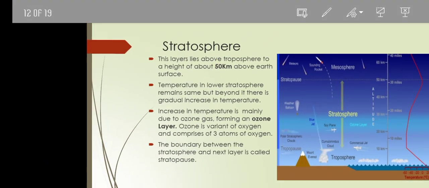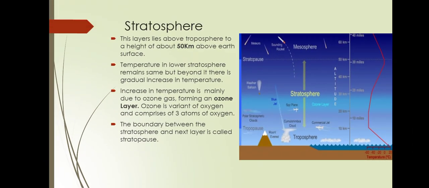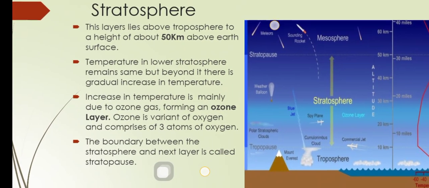Like you can see in this diagram, the first one is the troposphere, and above the troposphere there is a line that is denoted as the tropopause. So when the troposphere will end, the stratosphere will start. That boundary line will be referred to as the tropopause, and that is denoted here. Then after the troposphere there comes the stratosphere.